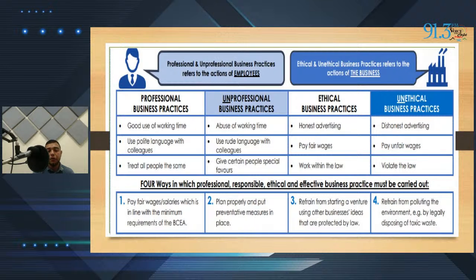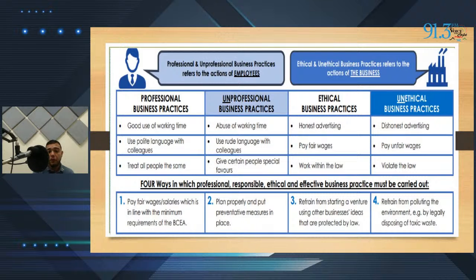So they would say you can buy this car with installment of 3,000 rand per month, and when you come to the dealership, they now tell you that the price would then be 4,500 rand. So that is dishonest advertising. So ethical business practices, pay fair wages as well as work within the law. Unethical business practice is pay unfair wages and violate the law.